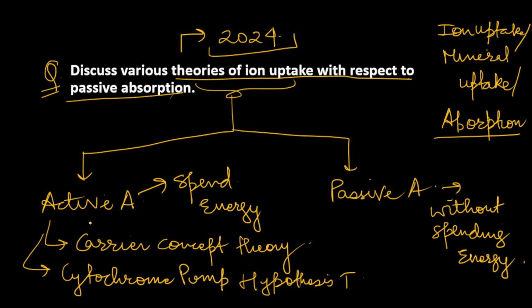When it comes to passive absorption, there are also various theories, such as diffusion theory and mass flow theory. These we will discuss right now. We have Donnan's equilibrium, and ion exchange theories are there. So these are the theories related to passive absorption, and there is active absorption. I was just trying to give you a rough idea about these theories so that you understand them. And if you want to know in detail, please refer to the static videos. You will get everything explained in detail there. Now let's move to the theories of ion uptake with respect to passive absorption.